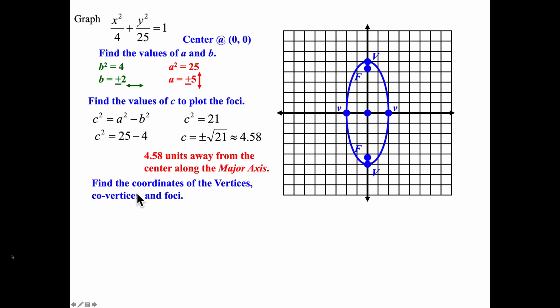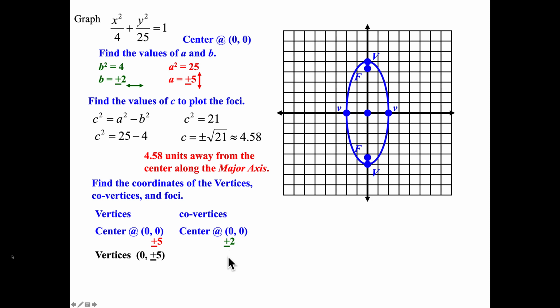Again, if you were asked to find the coordinates without graphing, everything comes from the center. So starting at 0, 0, up or down 5, you change that to the y-coordinate. You get 0, comma, plus or minus 5. Co-vertices, that was left and right 2. You add and subtract 2 to the x-coordinate of the center. Your foci, the plus or minus square root of 21, again changes the y-coordinate. So 0, comma, plus or minus the square root of 21.